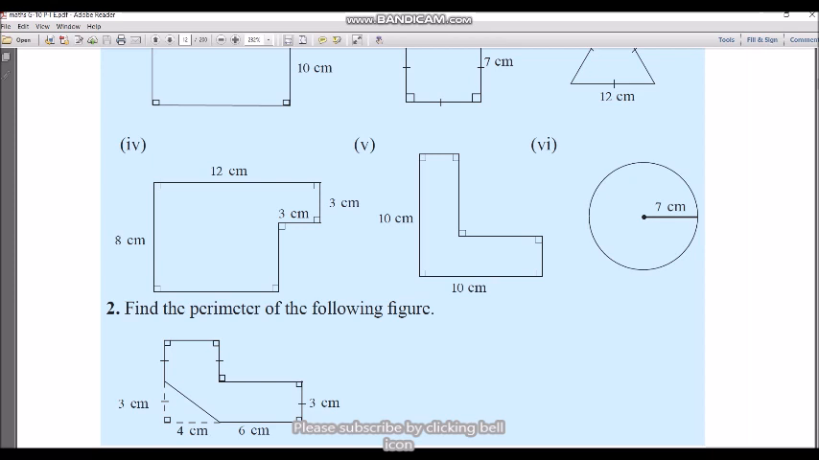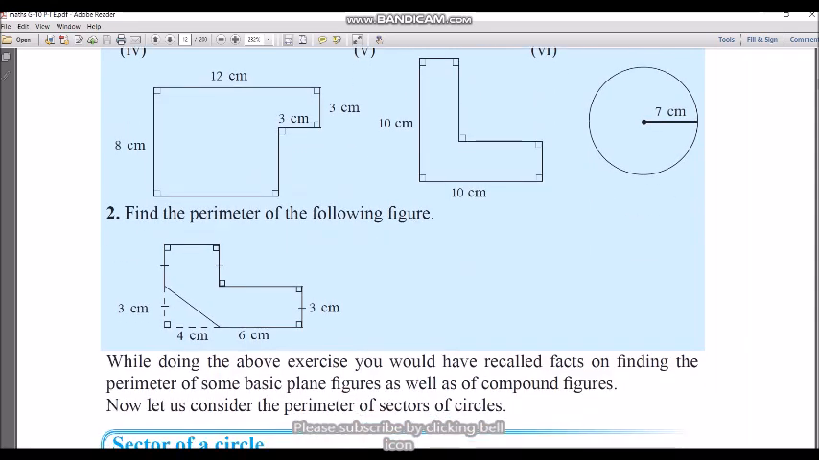So this is also very simple. And here also this is a very simple case where we can move this part here and this part there, and we can get a square. So 10 into 4, 40 centimeter. This is a circle. So for a circle we know 2 pi into radius. Radius is 7. So 44 centimeter. So this is a very easy question.